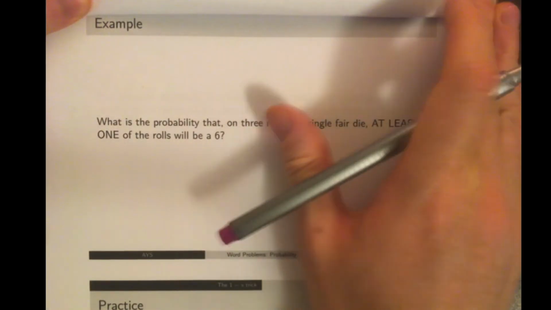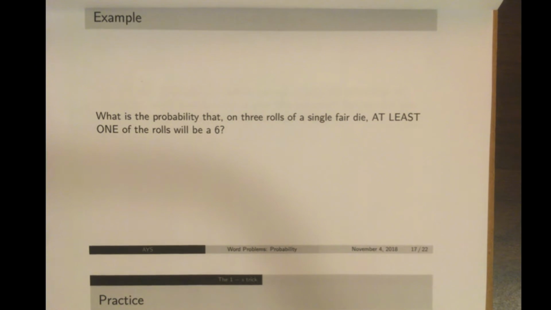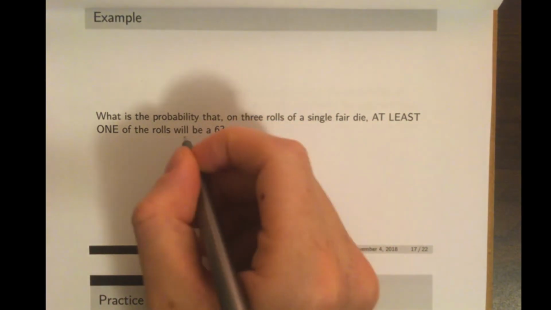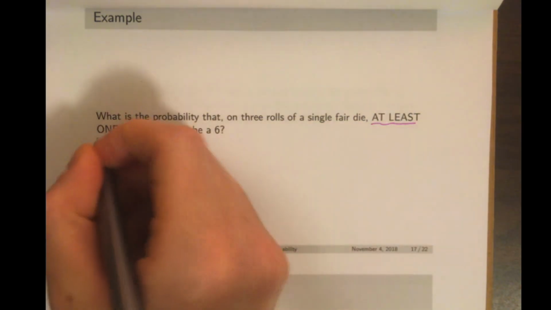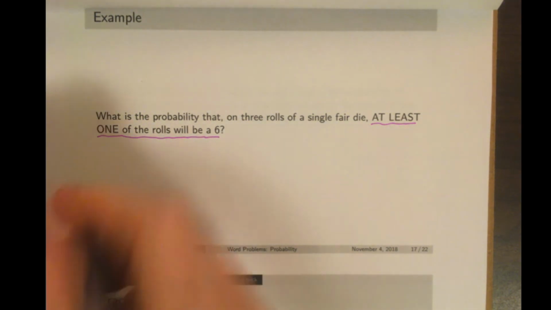This kind of trick will always save you time, but you can usually do it the regular way and still get the right answer. What is the probability that on 3 rolls of a single fair die, at least one of the rolls will be 6? At least one of the rolls will be 6. This at least one is a classic case of doing this 1 minus the failures trick. So at least one.